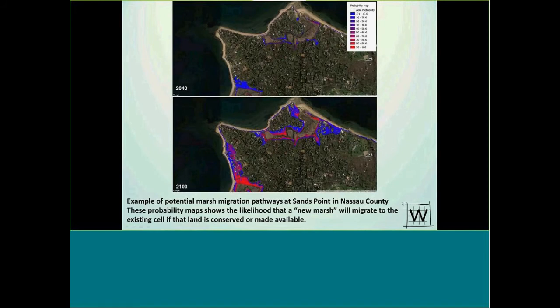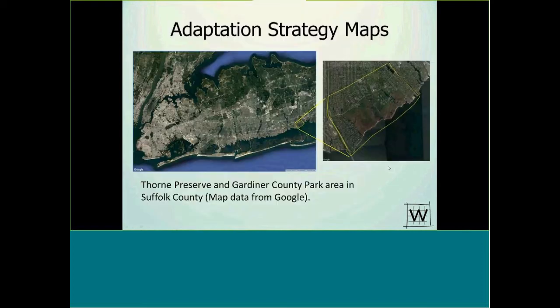And it can also help you identify marsh migration pathways. For example, in Nassau County and Sands Point, by 2040, there are only a few areas that might become marsh. By 2100, you can see really where the new marsh would be predicted to inhabit. We also produce these same kind of probability maps for each adaptation strategy that we modeled.